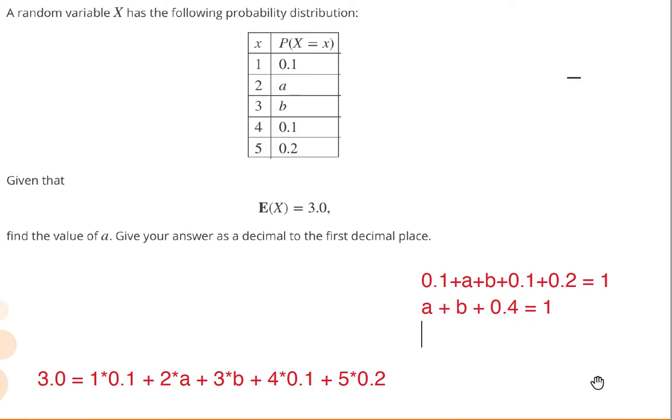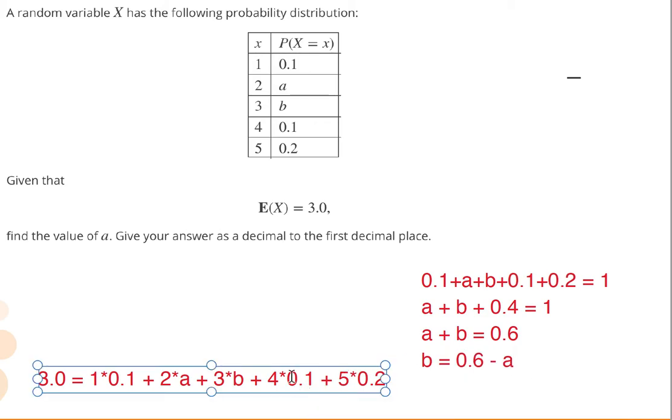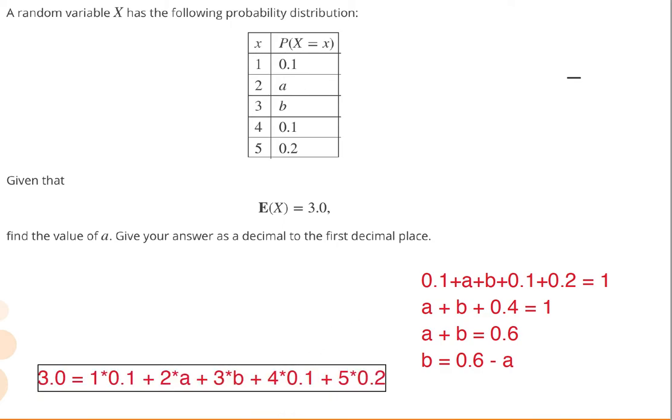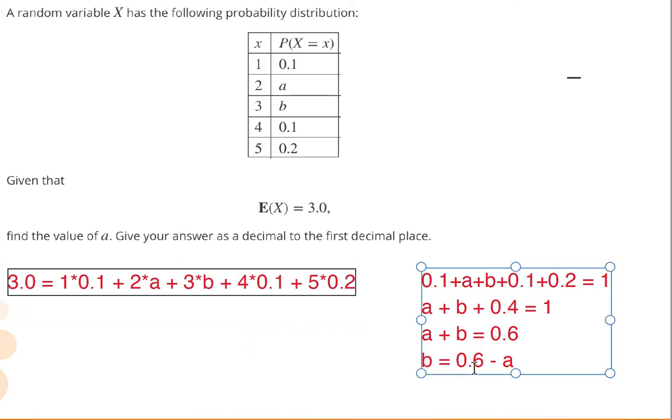Subtract that 0.4 from both sides. And then let's get b by itself because that'll help us solve for a quicker. So I know what the letter b is now. I know b is 0.6 minus a.